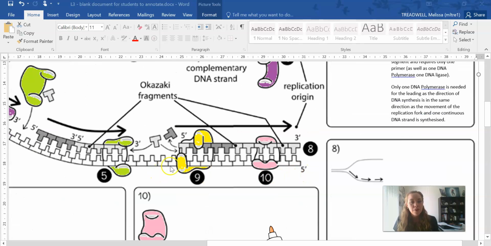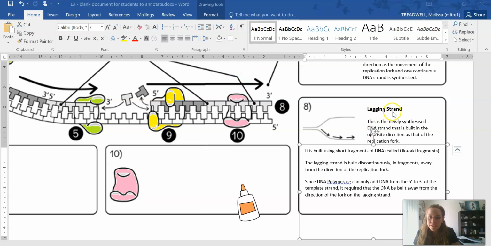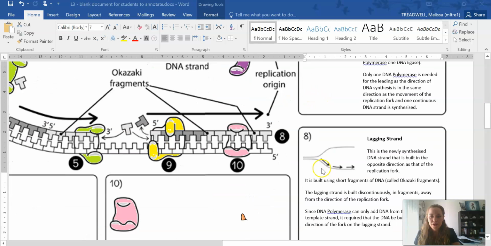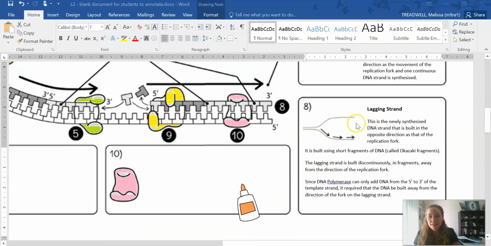Okay, so now we're going to look at the lagging strand and why it looks a little bit different. Okay, so the lagging strand, you can see here that we're heading in the same direction as the helicase, so this direction. And here you can see as helicase is traveling this way, our lagging strand is getting built this way. And so we want to look at why that is.